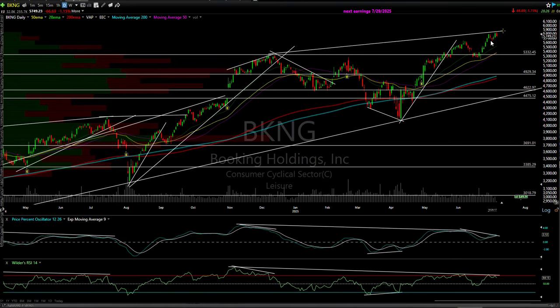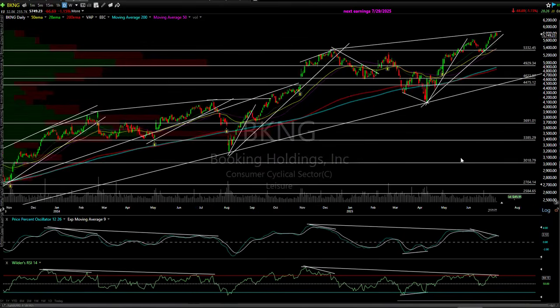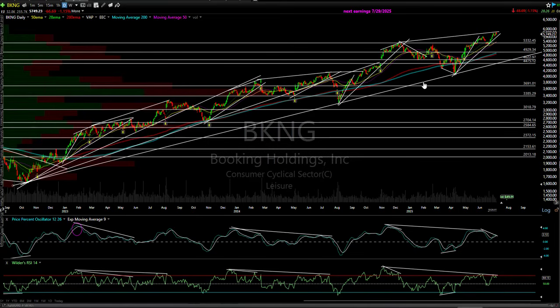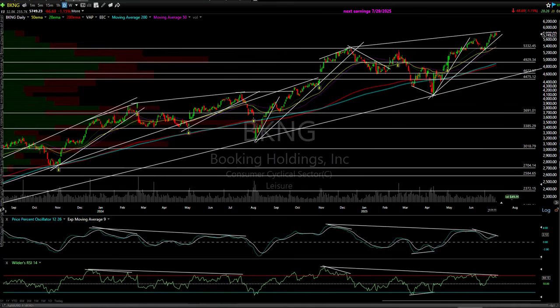This is Booking.com, BKNG. There it is, our Booking Holdings. It's the actual name of the company. Crazy about the trend line, but big divergences. There's a primary uptrend line right here. It's a likely target for the stock.